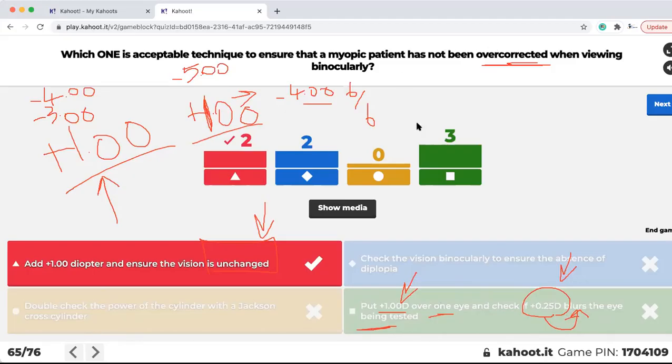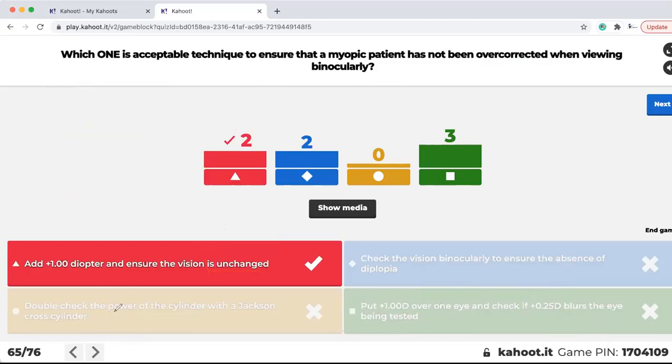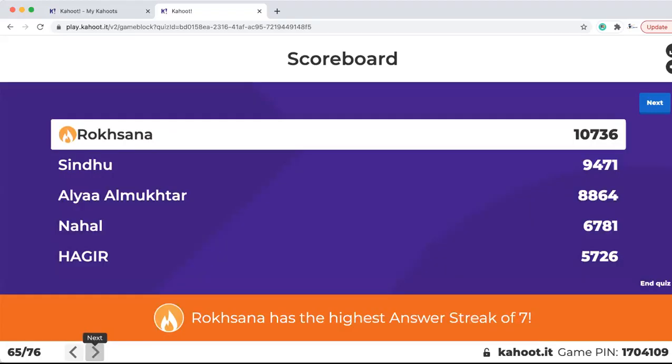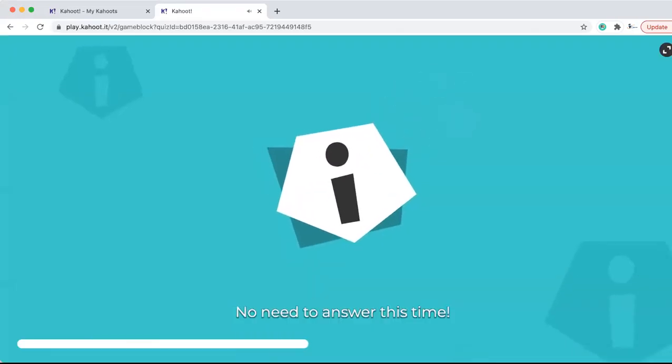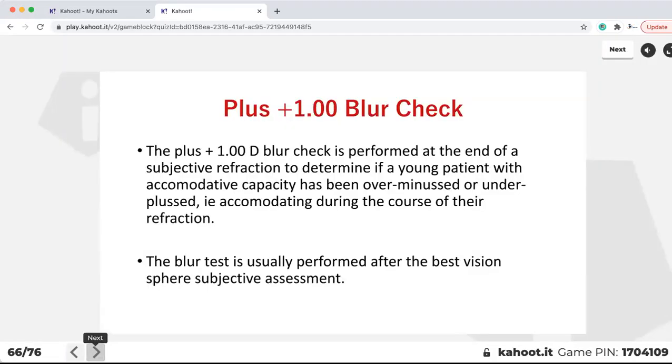So I hope that this is clear, and let's show who got the right answer. Okay, Dr. Nahal and Dr. Hagar, and let's see the explanation.